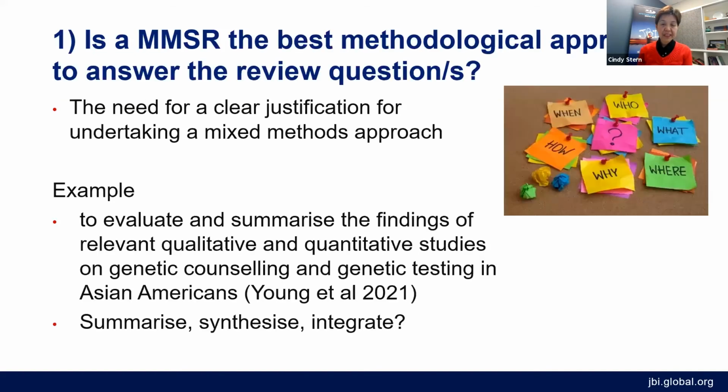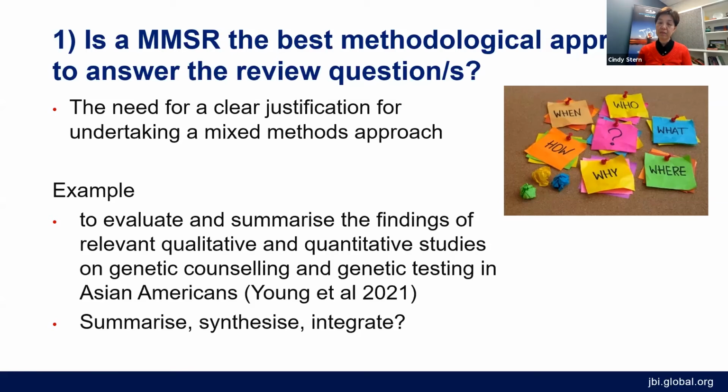So the first issue that we identified related to the need for a clear justification for undertaking a mixed methods approach to the systematic review. So it should be clear from the introduction section of the review why a mixed methods approach was used, and also the qualitative and quantitative evidence basis should be described.